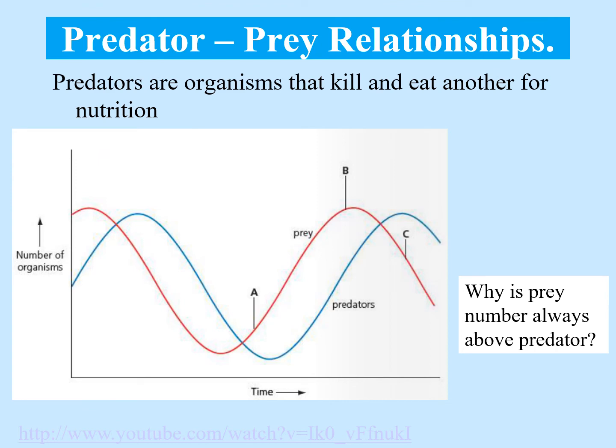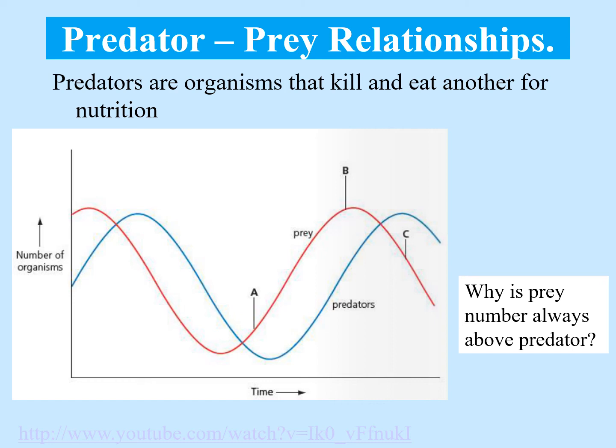Now we can also see relationships between predator and prey, and they can affect the numbers of either of themselves in a population. You need to understand that predators are organisms that kill and eat another organism for food. Think about the prey as being the resource here for the predator. That will hopefully make you realise that if you've got no resource, you can't have any predator. If you have lots of resources, your predator numbers will go up.